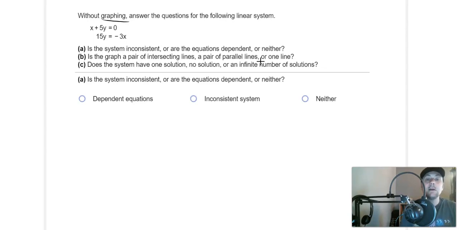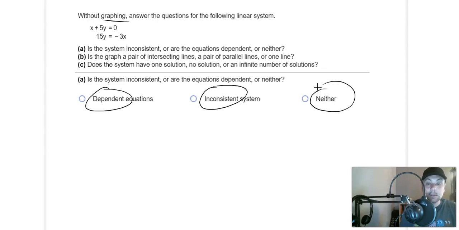Answer the questions for the following linear system. And what they're asking is, what type of system do we have? Is it dependent? Is it inconsistent? Or is it neither?